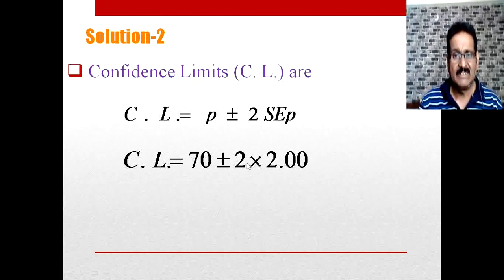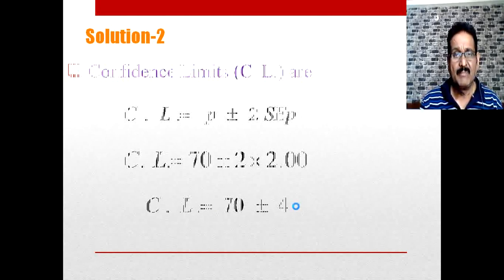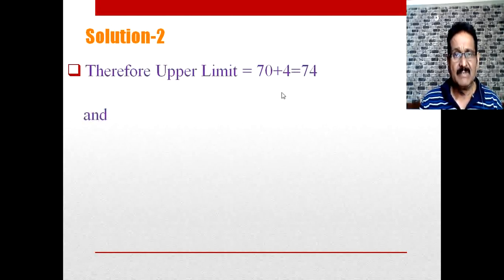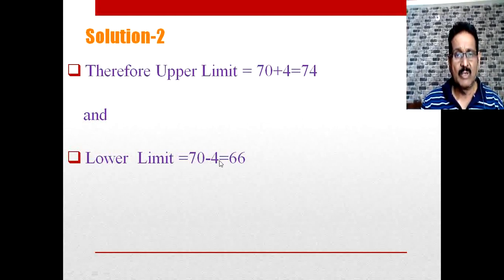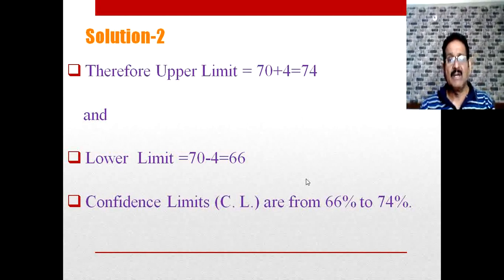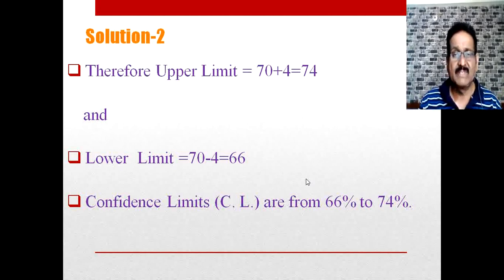We multiply this, and the product is 4. So 4 plus 70 is 74, the upper confidence limit. Now break the confidence limits 70 plus minus 4 into two parts. The plus part is when you add to get the upper limit, and the lower limit is given by subtracting 4 from 70. So we conclude that the confidence limits are from 66 to 74%.